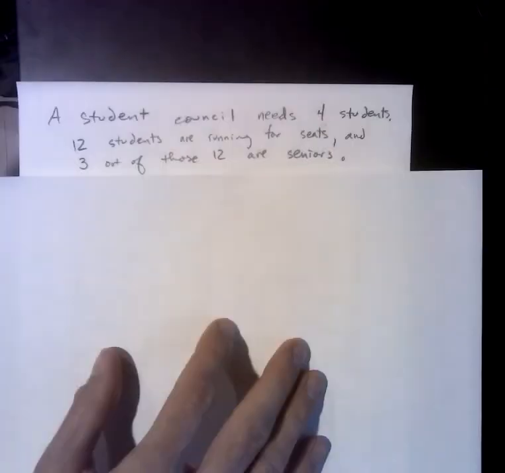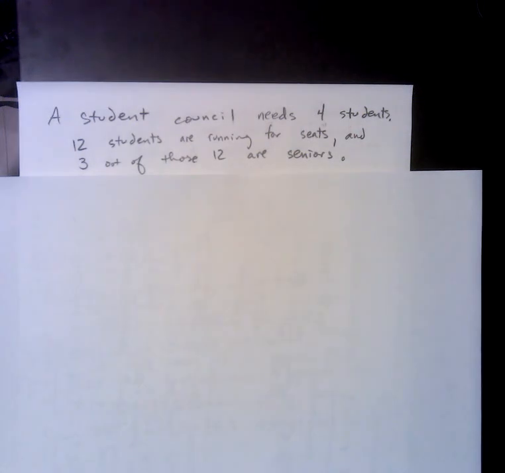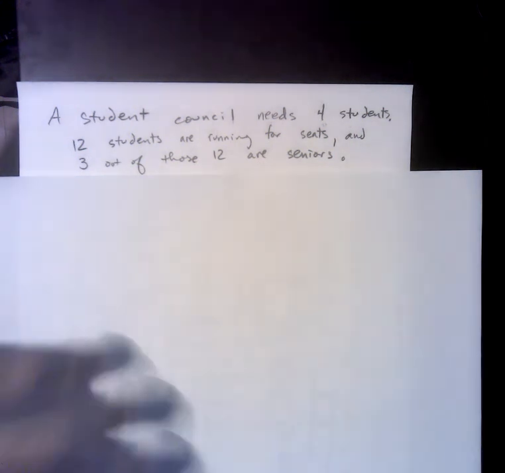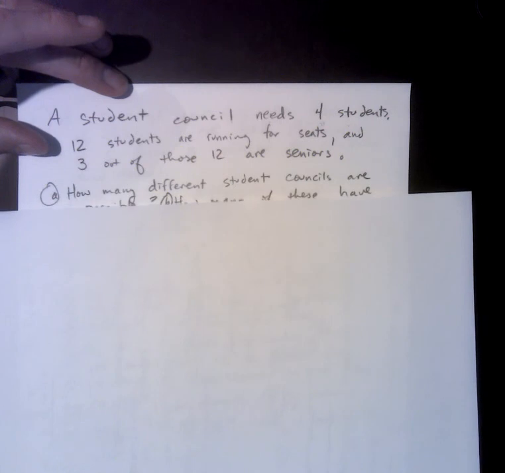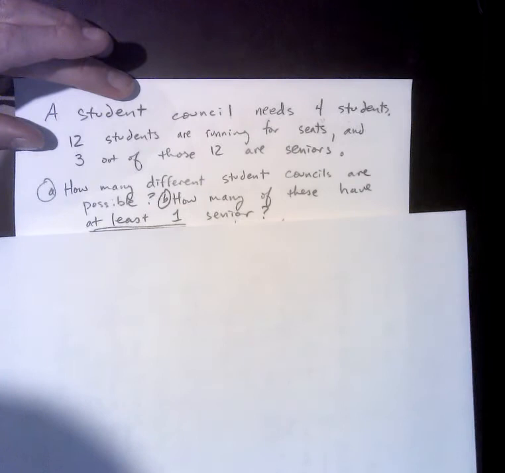Almost done here, everybody. A student council needs 4 students. 12 students are running for the seats, and 3 out of those 12 are seniors. Let's do a few parts here. First part, how many different student councils are possible? And then second part, part B, how many of these have at least 1 senior?